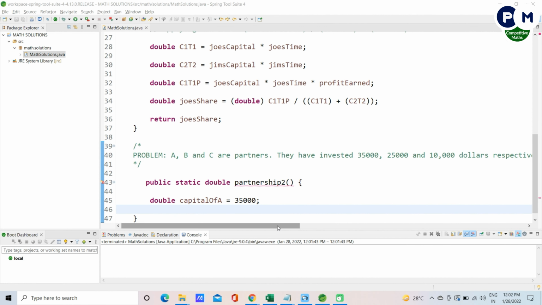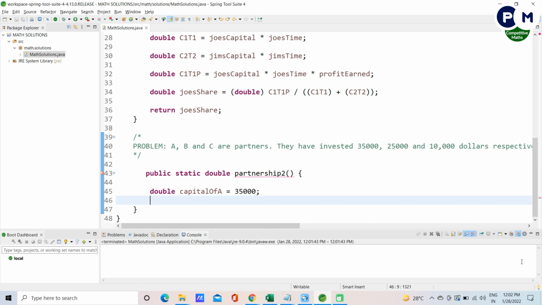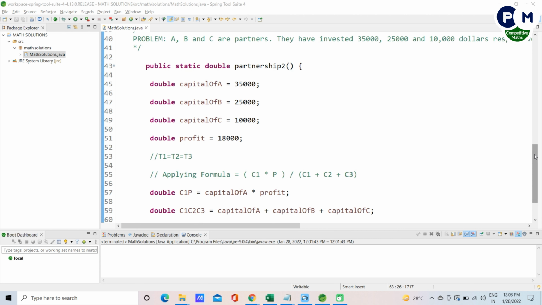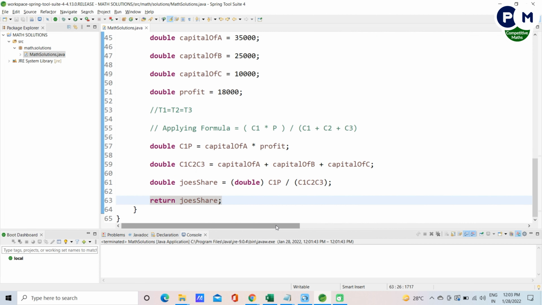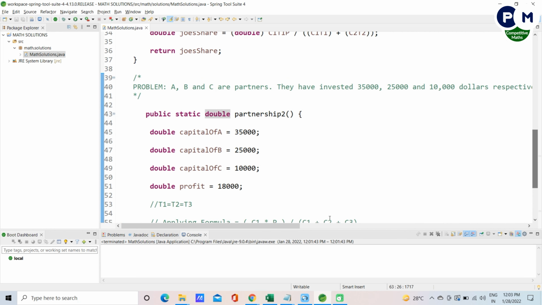Here is the problem statement. I am going to define a new method for determining A's share for the earlier solved problem 2. Define A's capital, B's capital, C's capital, and profit earned member variables and initialize them.